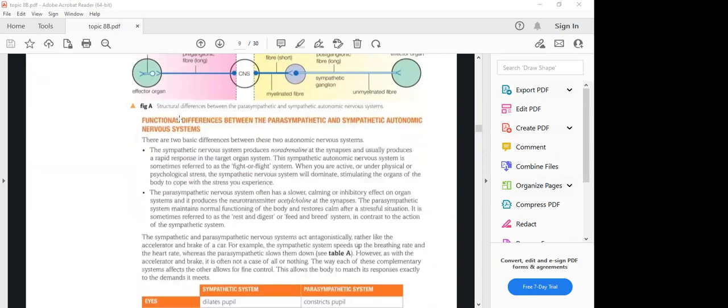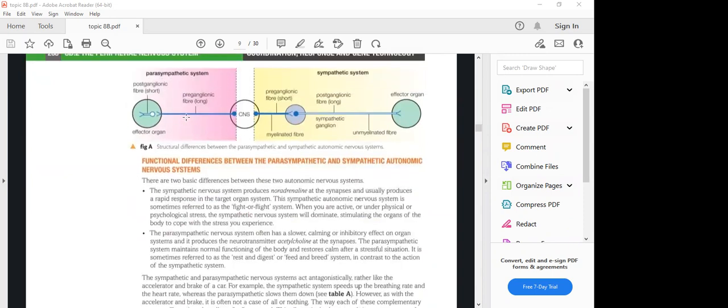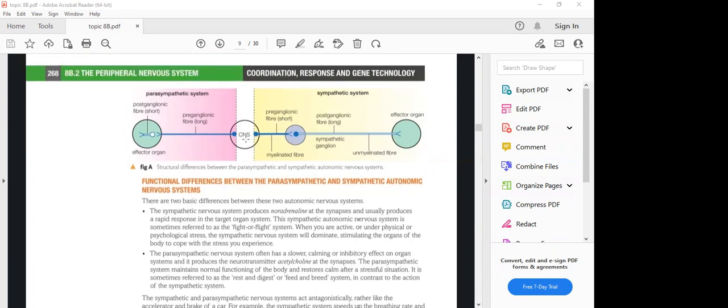But the main thing is what we talk about here. Look, in the parasympathetic nervous system, the post-ganglionic fiber is short and the pre-ganglionic fiber is long. This is the central nervous system, the backbone. In the sympathetic nervous system, pre-ganglionic fibers are short, but post-ganglionic fibers are longer. Pre-ganglionic fibers are the ones that join to the ganglion.